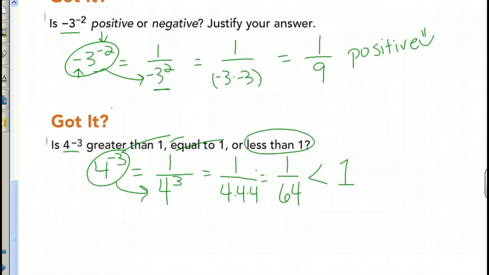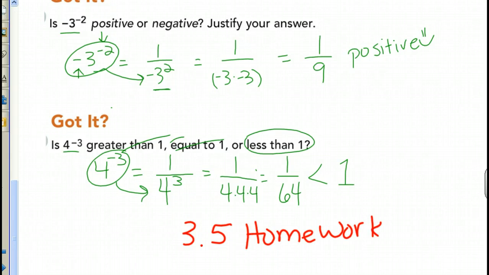Okay. So now go ahead and start your 3.5 homework. It's on your to-do list on digits. It's numbers 1 through 15.